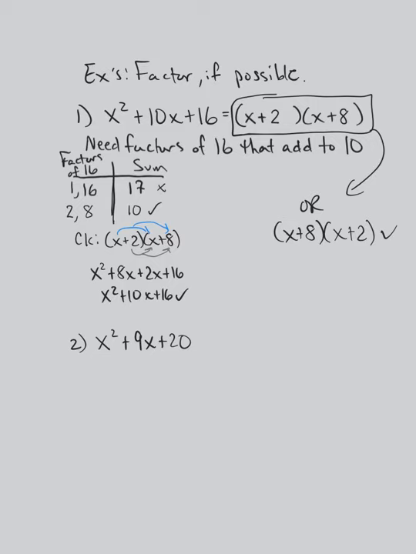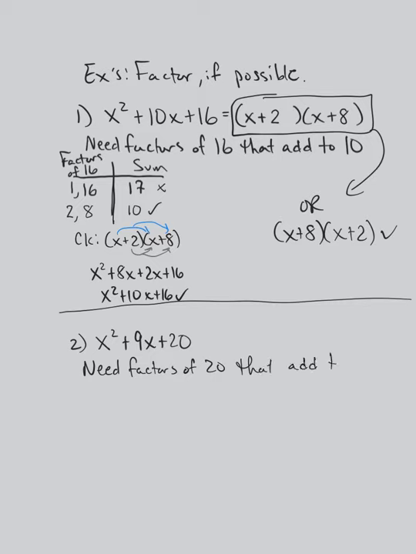All right, so now in this next one, what do we need? We need factors of the constant. So we need factors of 20 that add to the middle, so that add to 9. And so again, we'll end up having something that looks like this.